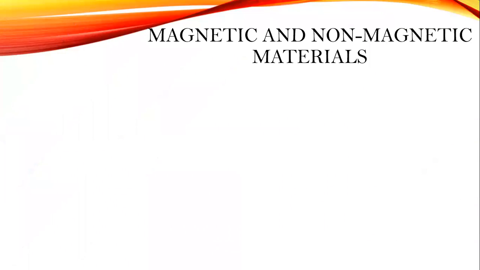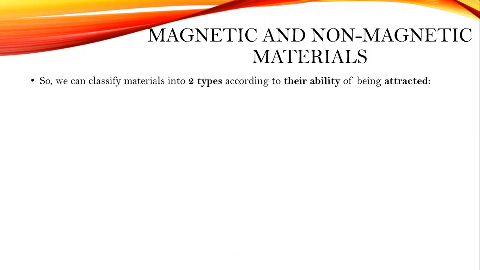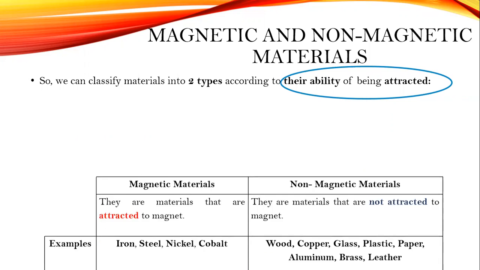So, could we classify these materials into magnetic and non-magnetic materials? Yes, we can classify materials into two types according to their ability of being attracted to magnets. We're going to see if this material is going to be attracted to magnets or not. And then we are going to classify or sort these materials into two types according to their ability of being attracted.